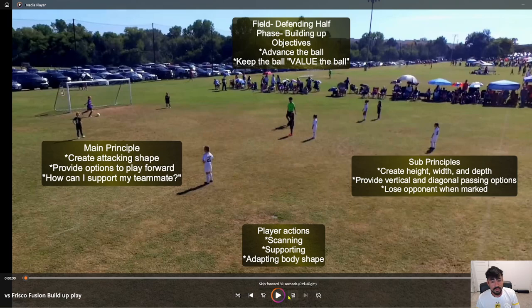Alright, girls. Here we go again. This one's going to be an easier one. We're only going over one thing, which is build up play. We're starting from a goal kick here. So, the field, we're going to jump right into it, okay?